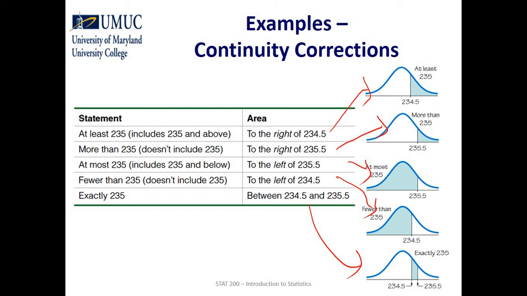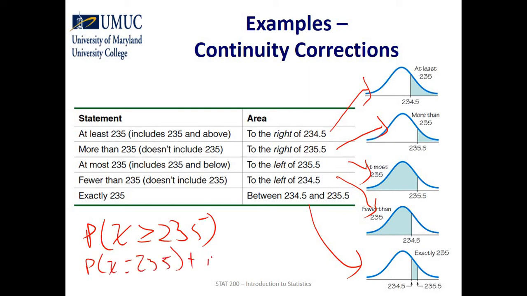Now, why do we even care about this? Why do we do this? The reason is because, remember, the binomial distribution is a discrete distribution. So if I wanted to find, like we were looking at, the probability that x is greater than or equal to 235, I have to find the probability that x equals 235 plus the probability that x equals 236 plus all the way up to the probability that x equals 431.